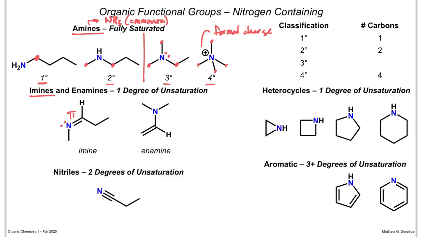The next one is an enamine, and it's a portmanteau, when you jam 2 words together and make a new one. An enamine is an alkene and an amine. So we can see the alkene, that's the carbon-carbon pi bond, and directly attached to one of those sp2 hybridized carbons is an amine. So that's called an enamine.